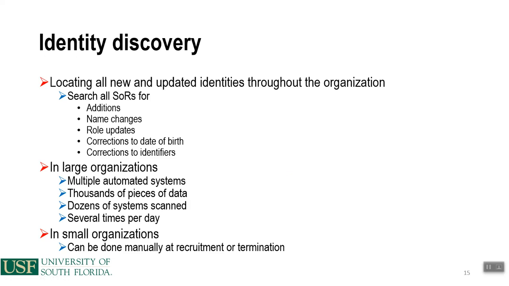So identity discovery, getting a little bit more in depth into it, is locating all new and updated identities throughout the organization. So you want to search all of the SORs for additions, name changes, role updates, corrections to date of birth, corrections to identifiers, and so on. In large organizations, there could be multiple automated systems. There could be thousands of pieces of data and dozens of systems scanned several times per day. So you need some sort of an automated approach in order to do identity discovery. Whereas in small organizations, this can be done manually at recruitment or time of termination.